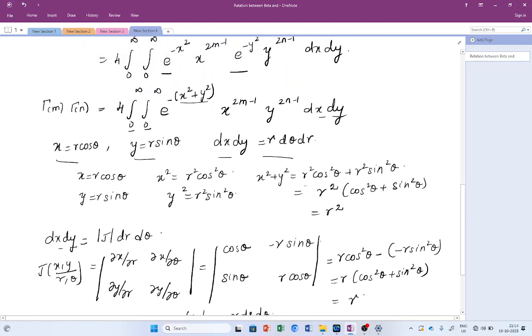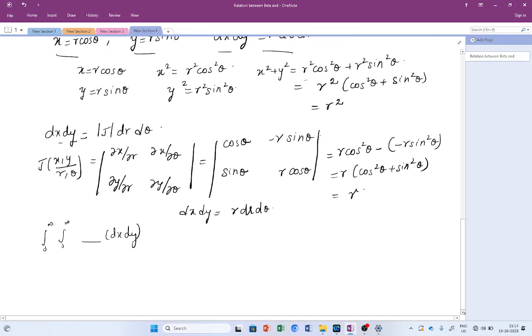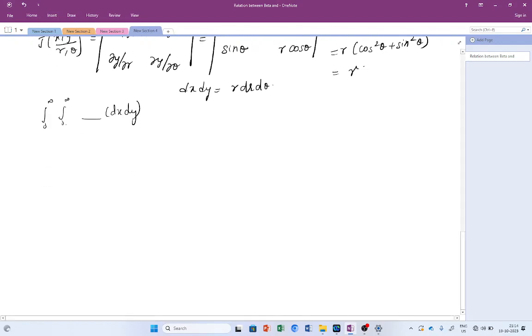So you can see here, the limits are from 0 to infinity for my x and y. The limits are for the point x is equal to 0, y is equal to 0, and x is equal to infinity. That is, x varies from 0 to infinity and y varies from 0 to infinity.